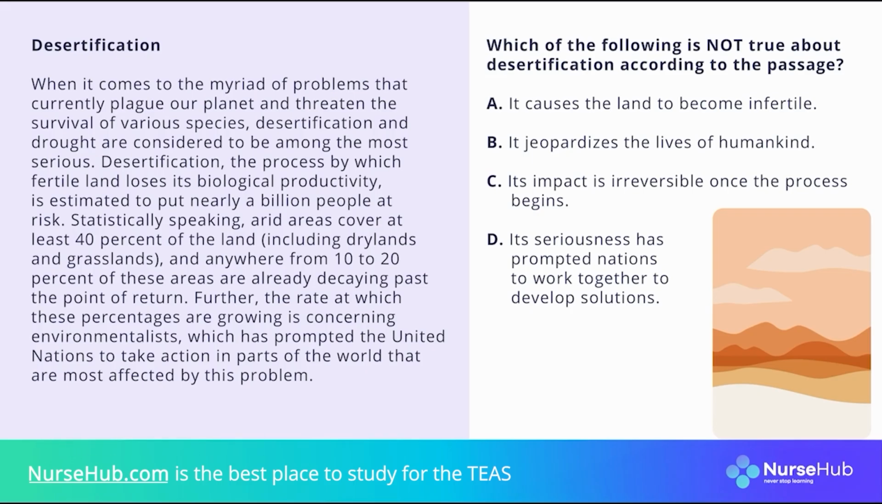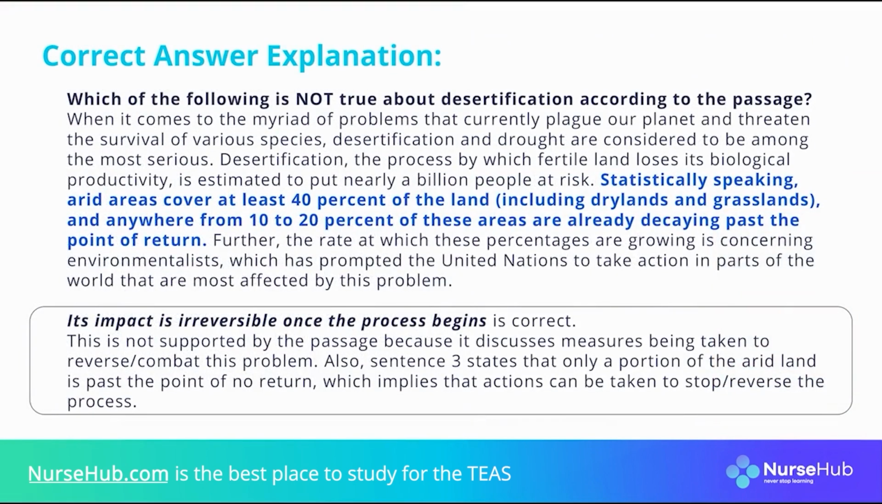Okay, so remember, you are looking for what is not true about desertification according to this passage. So the correct answer is, its impact is irreversible once the process begins. This is information that is not supported by the passage because it discusses measures being taken to reverse or combat this problem. Also, sentence 3 that's highlighted on your screen states that only a portion of the arid land is past the point of no return, which implies that actions can be taken to stop or reverse the process.